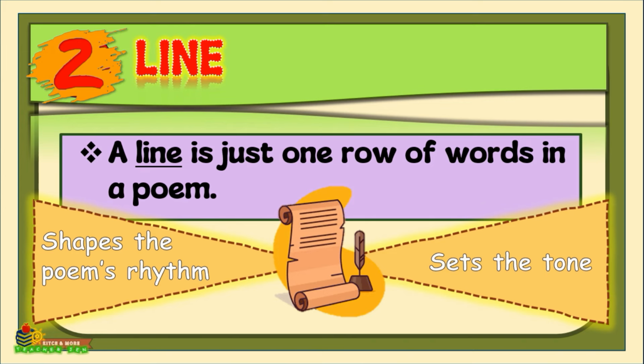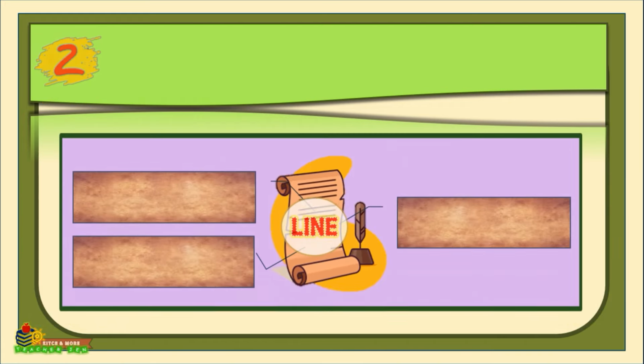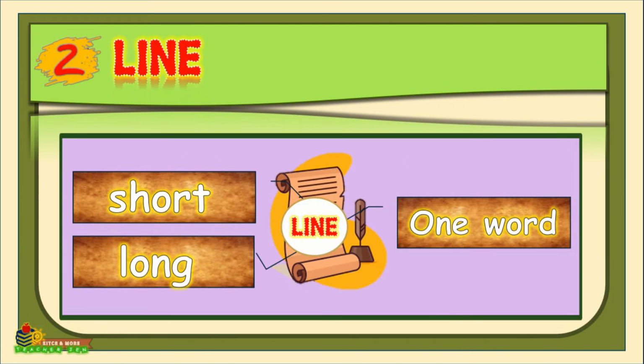Unlike sentences in stories, lines in poetry don't always follow grammar rules. A line can be short, long, or even just one word. It can be a complete sentence, just a phrase, or even one powerful word.